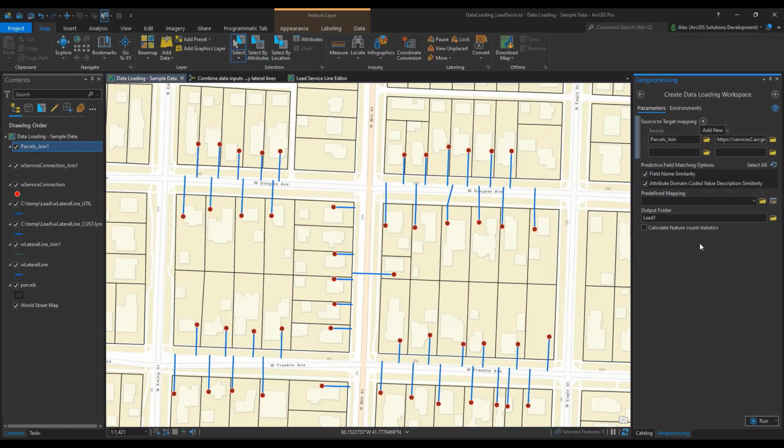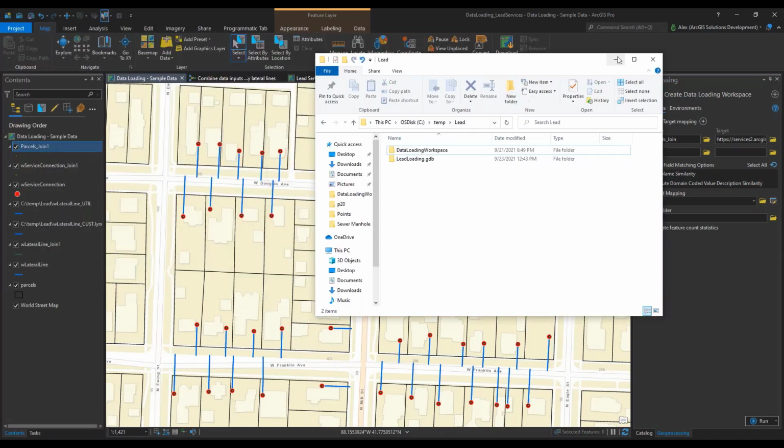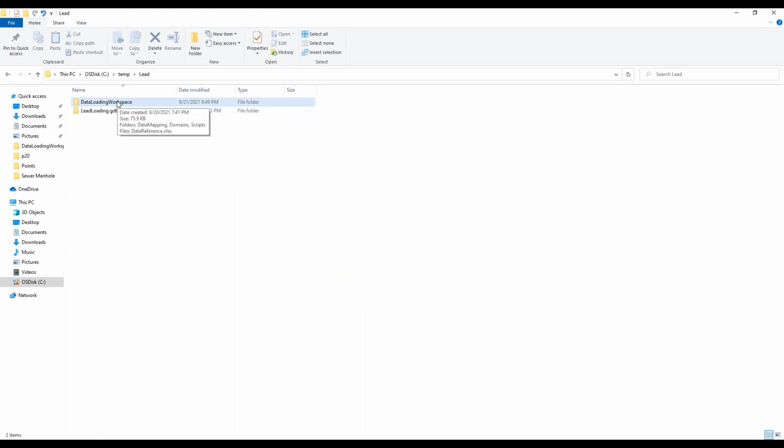And what we're doing with the create data loading workspace is creating a source to target mapping in an Excel workbook. So we have our parcels join, which is what we just created. So that's the data from our source that's in the point. And we have the target, which is the feature service that we just deployed from the lead service line inventory solution in ArcGIS Online. We also have some options for predictive field matching, and you'll see this in just a second. This is able to take similar named fields from the source and target and match them up automatically, saving you the work to have to do that. And then you specify an output folder. Once you hit run, and it's pretty instant, you'll get a data loading workspace folder.